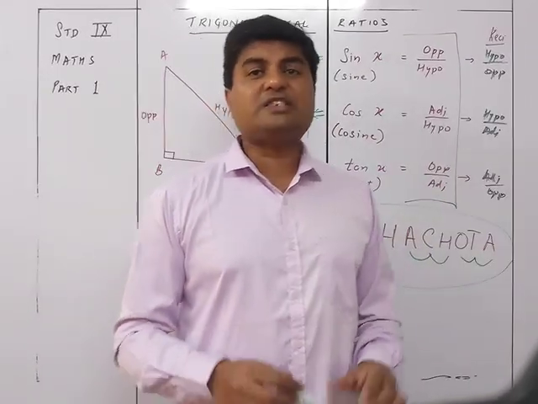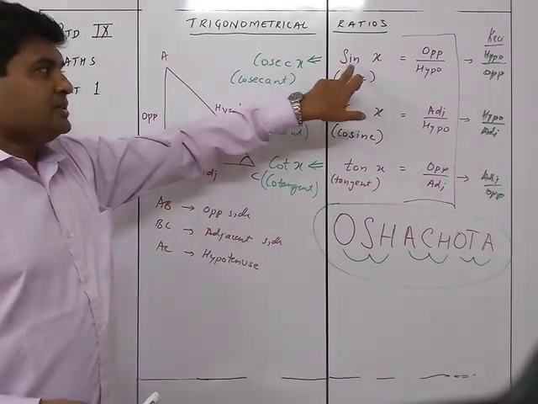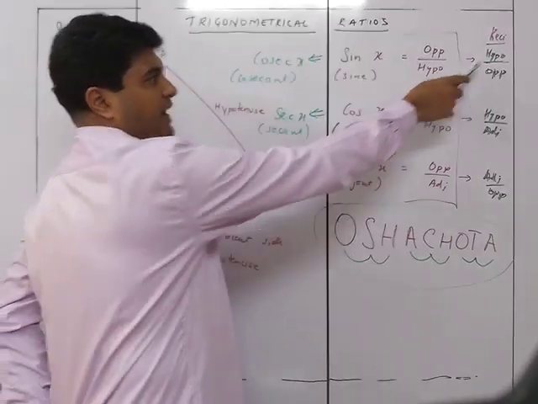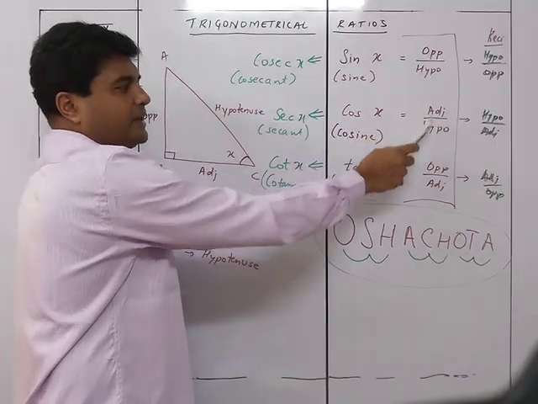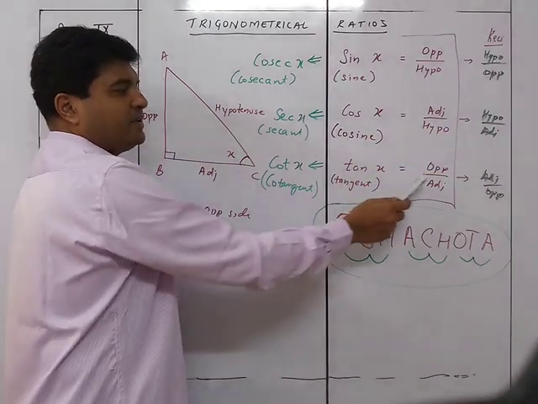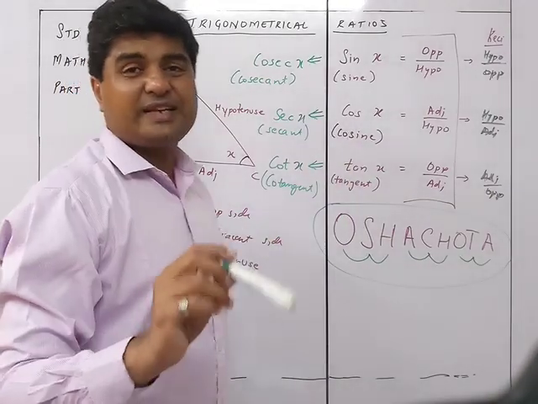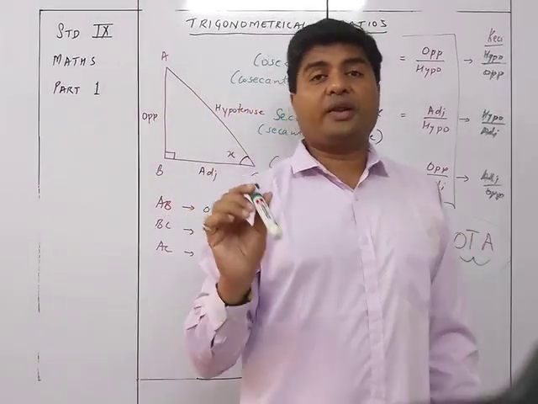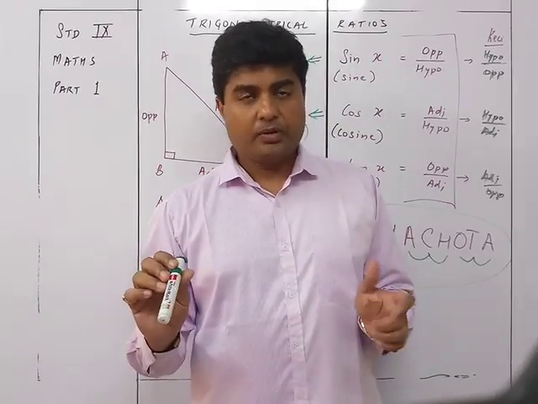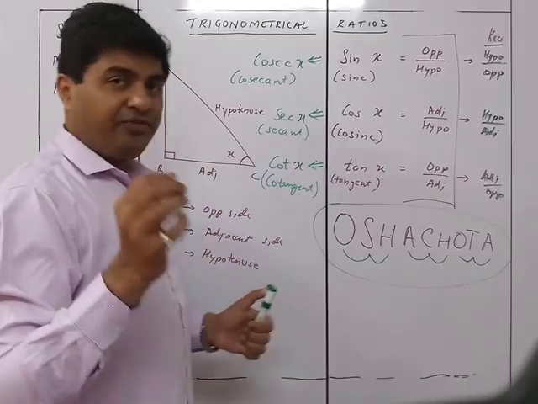So accordingly, we have got six ratios in trigonometry. The six ratios of trigonometry are sine x is equal to opposite upon hypotenuse, uska reciprocal is cosec x, which is hypotenuse upon opposite. Cos x is adjacent upon hypotenuse, uska reciprocal is sec x is equal to hypotenuse upon adjacent. Tan x is equal to opposite upon adjacent, so cot x is equal to adjacent upon opposite. So this gives us the six different ratios of trigonometry. Is it clear? Right, now we move ahead and understand something further.